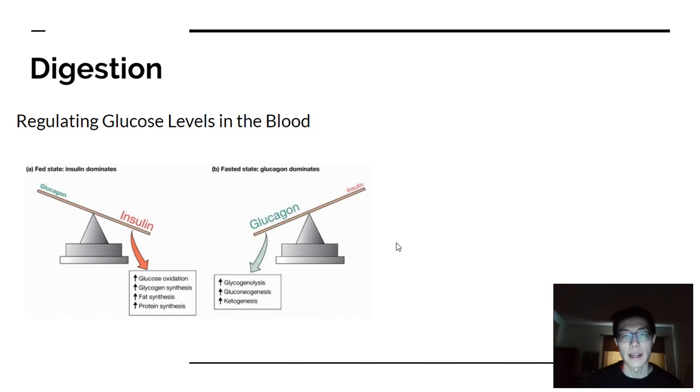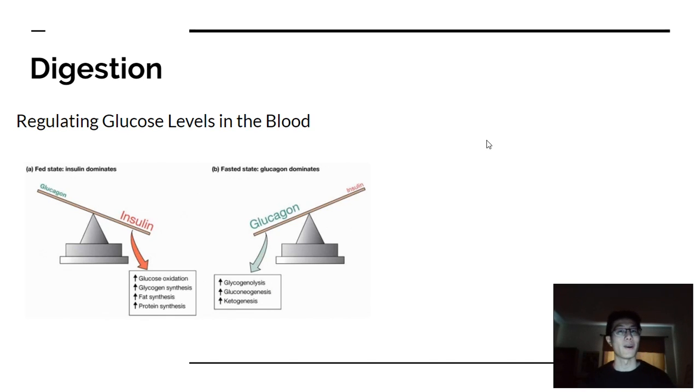Whereas on the other hand, if you're fasting or starving or hungry, you're most likely going to see an increase perhaps of glucagon. Glucagon domination will cause glycogenolysis, so breakdown of glycogen, as well as gluconeogenesis, which is generation of glucose, and then also the creation of ketone bodies through this process of ketogenesis.